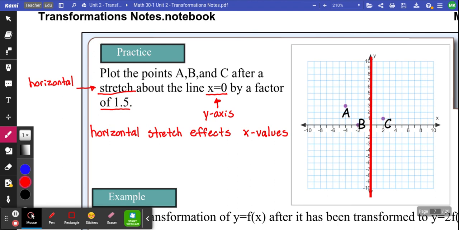Before I actually do any stretching here, how do we feel about stretching about the y-axis being horizontal? Feeling all right?